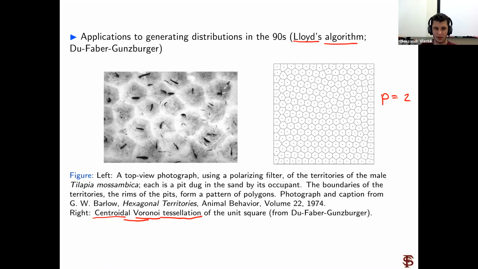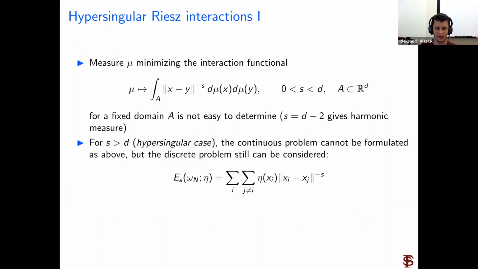Now, another problem that seems unrelated is that of finding optimal configurations, optimal meaning minimizing the Riesz interactions. So first of all, if you think about interactions with the Riesz kernel, this is the Riesz kernel, this guy here.